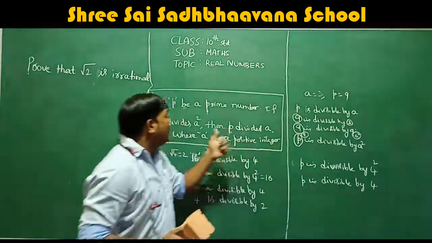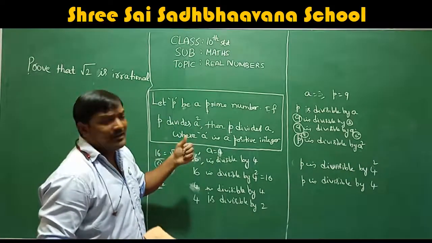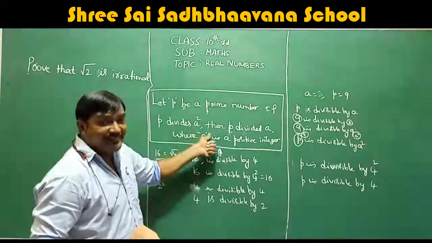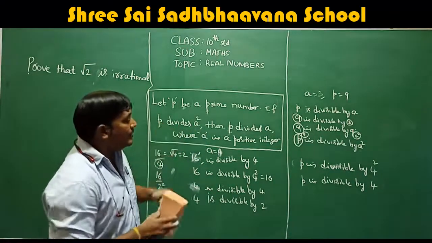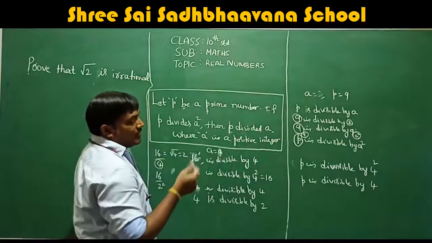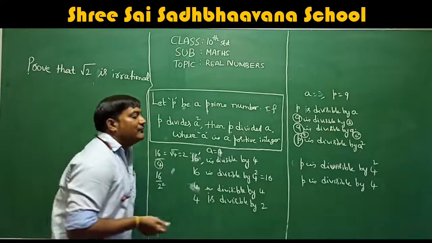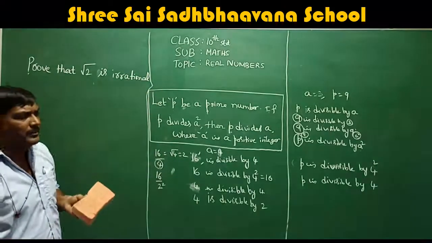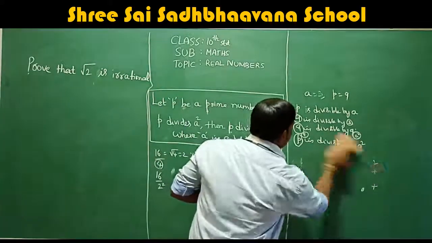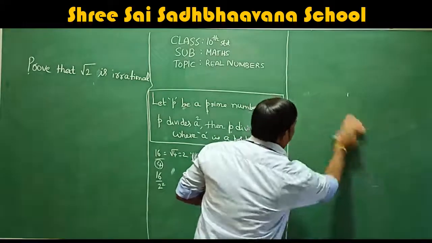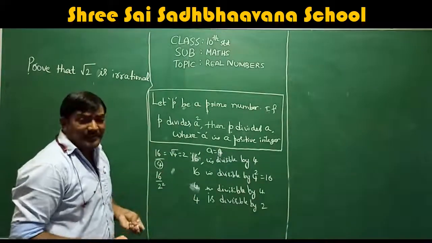In general, what we can say is, if p divides a square, it's just like saying a square is divided by p, correct? Then p divides a also. If p is getting divided by 4 square, then definitely p is divisible by 4. It's very simple. That's all. So here you can understand it the other way. Any number you take, it's very simple. I can take a and p, you can take any number.